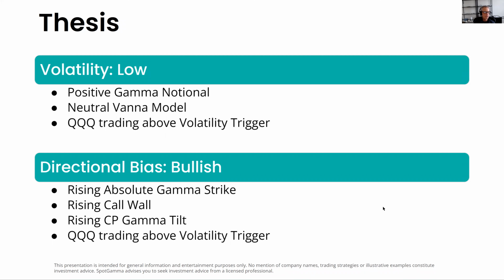And then my directional bias was bullish. And I looked at the rising absolute gamma strike, indicating traders' expectations for higher prices. Also, the rising call wall, again indicating traders' expectations for a higher upper end of price movement. And also the rising CP gamma tilt, indicating call positions were increasing relative to put positions. And again, QQQ trading above the volatility trigger. So bottom line, I was looking for a lower volatility day and also looking for bullish entries.